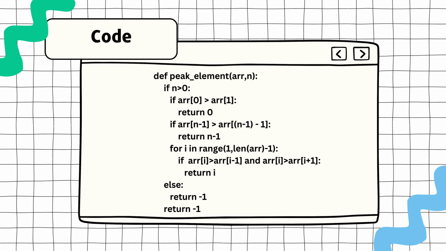If neither the first nor the last element is a peak, the code iterates through the elements from the second element to the second to last element. For each element, it checks if it is greater than both its neighbors. If it is, it returns the index of that element as a peak. If no peak is found in the entire array, it returns -1.